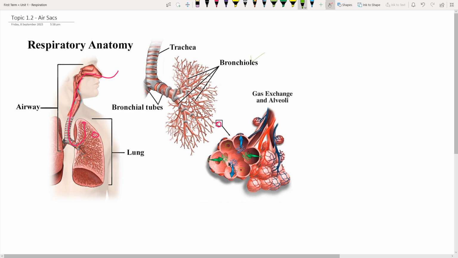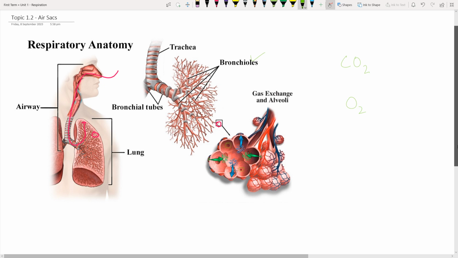And once air comes into these alveoli, these have such tiny membranes that CO2 and O2 are exchanged through these membranes. So carbon dioxide comes into the air sacs, and oxygen goes into the blood.